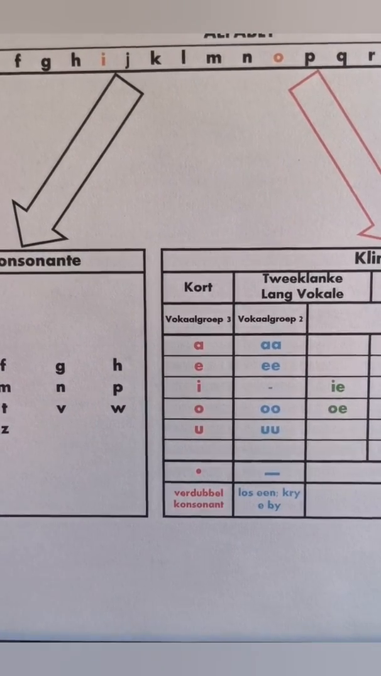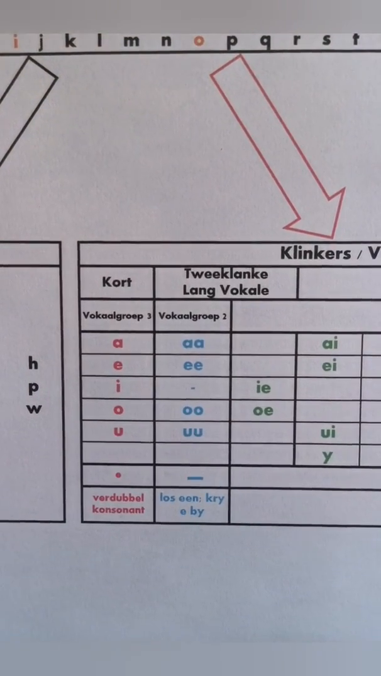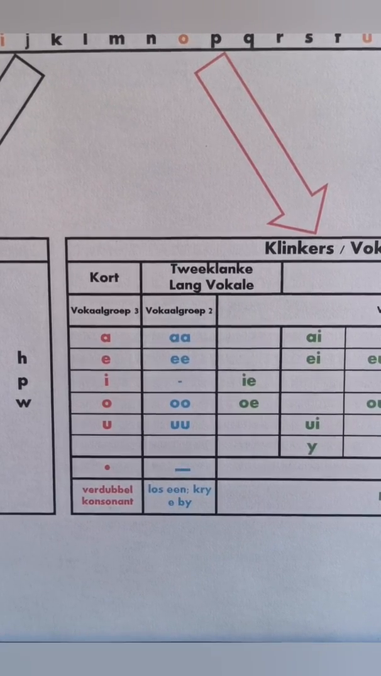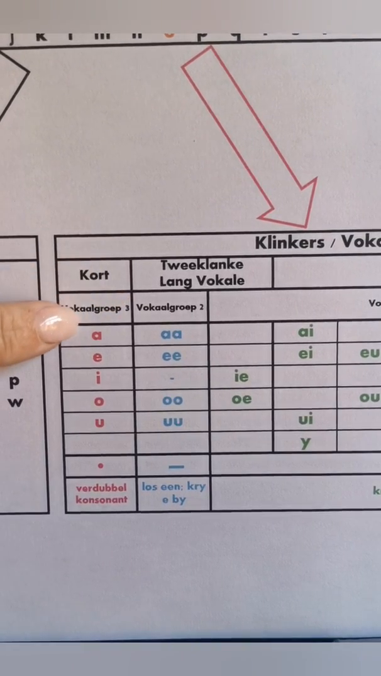The first one is pronounced o, and the next one is pronounced like somebody's punching you in the stomach and you say u. Okay, right, so 4 of the 5 vowel sounds can become a double sound. Twee klank of lang vokale.